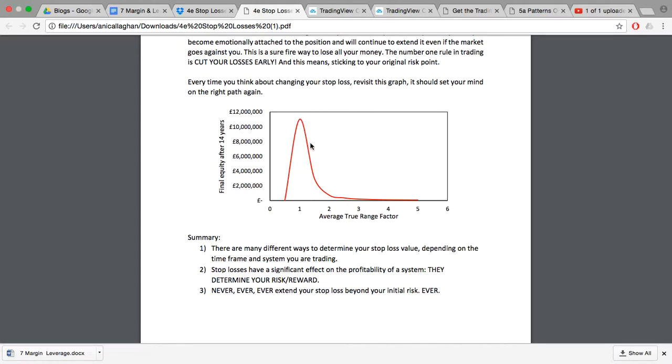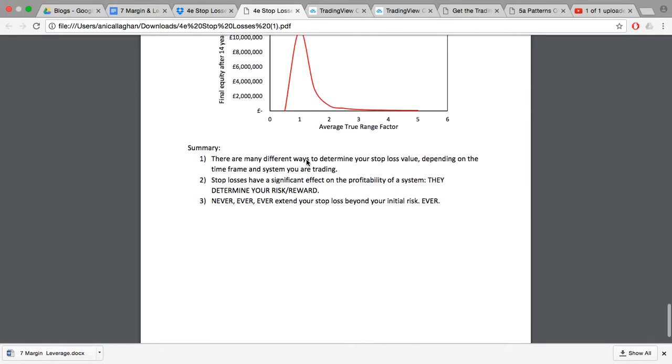So by setting a good stop loss level, either through an ATR or volatility based method, or by placing on the other side of resistance and support and using a trailing stop, then you're fixing your risk and you're allowing your reward to kind of run. So just make sure you don't extend stop losses, and make sure you do trade with a stop loss.